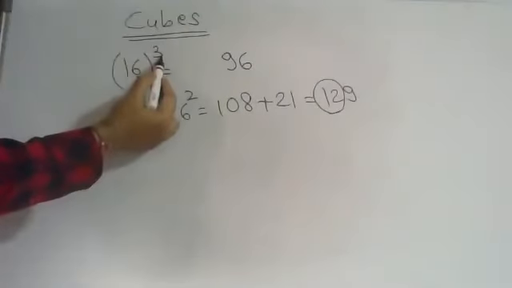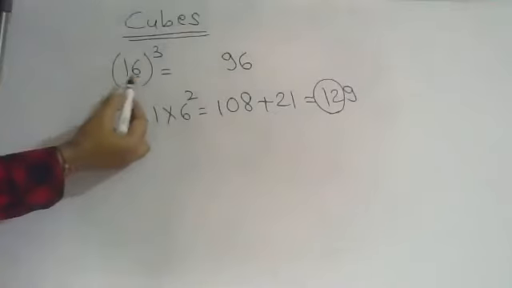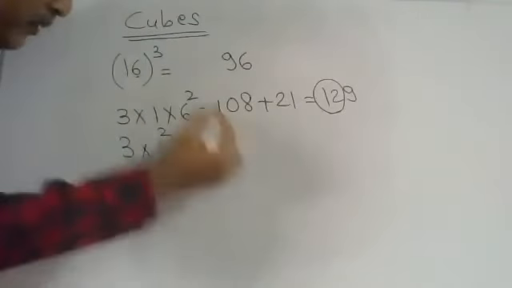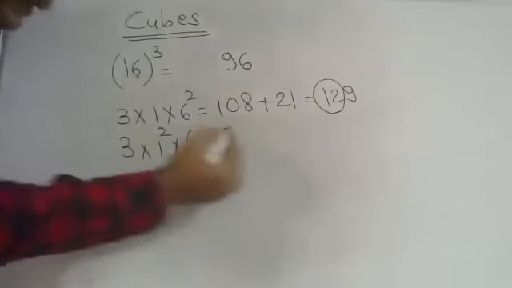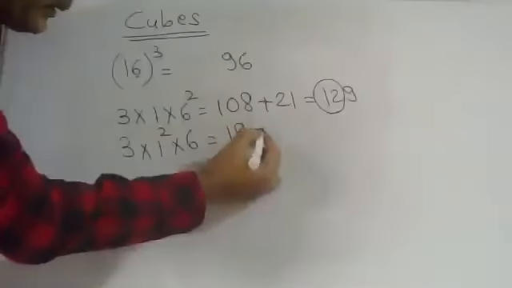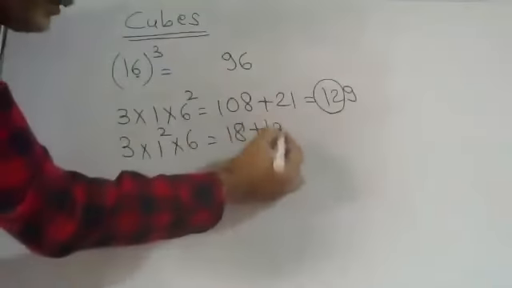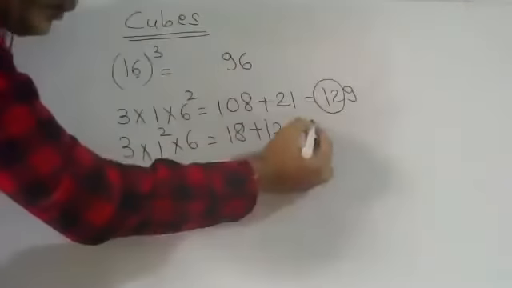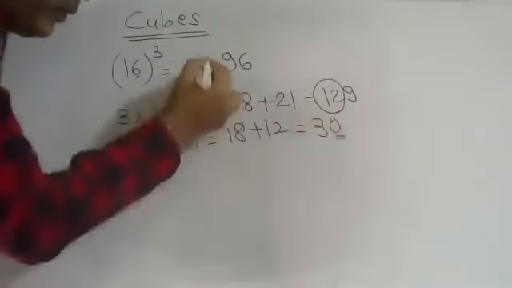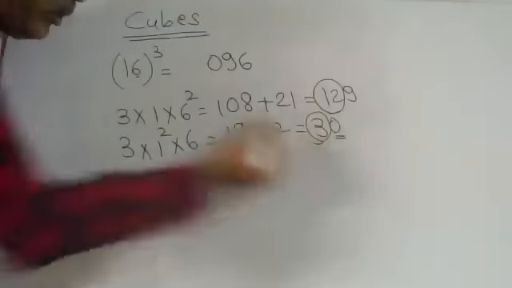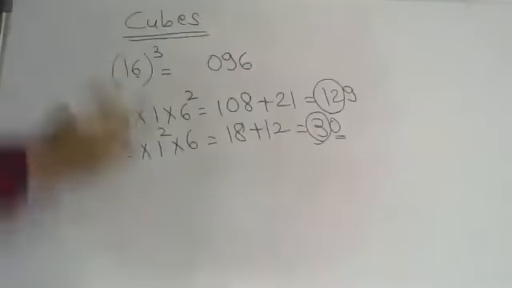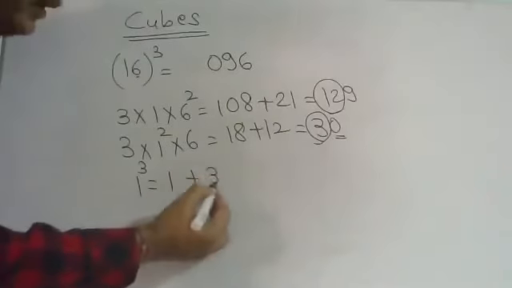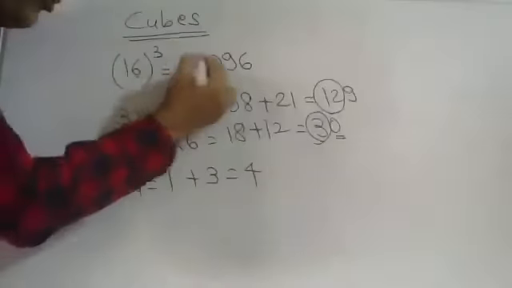3 into a square b, that is 18, plus carried 12. It will be 30. So I will write 0 here. Carry now 3. 1 cube: 1 plus carried number 3 is 4. So 4096.